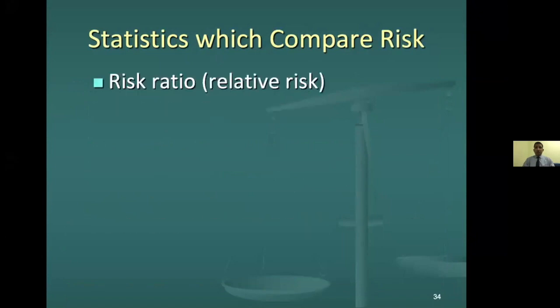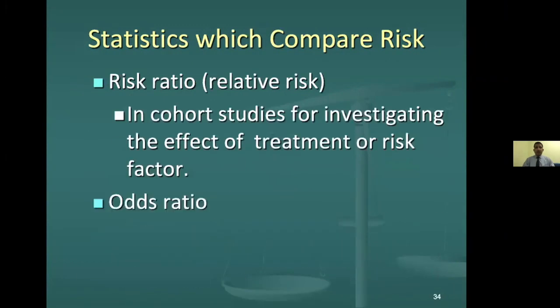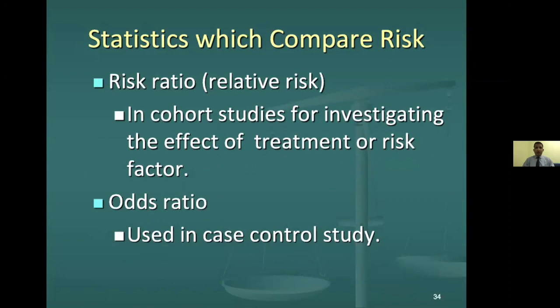Now let's go to the statistics which compare risk. Most of the time, it is the risk ratio or relative risk or the odds ratio. The difference between risk ratio and odds ratio is this: risk ratio or relative risk is used in cohort studies, whereas odds ratio is used in case-control studies.